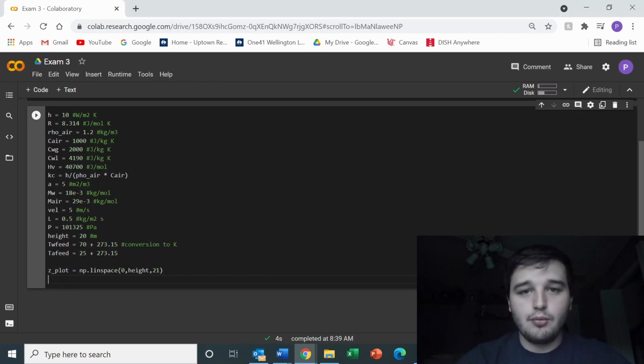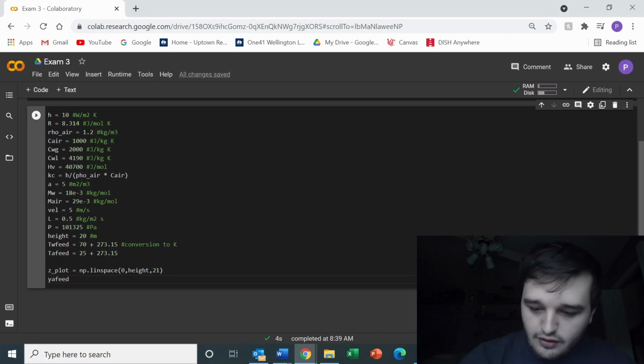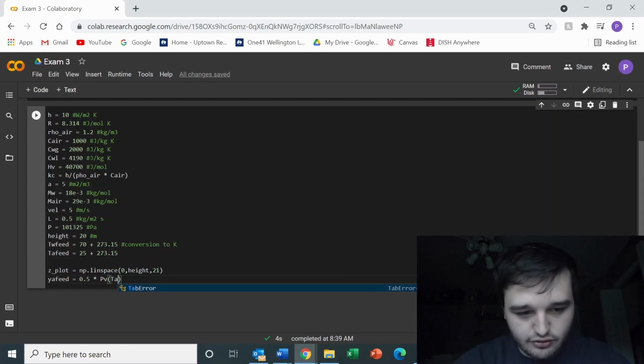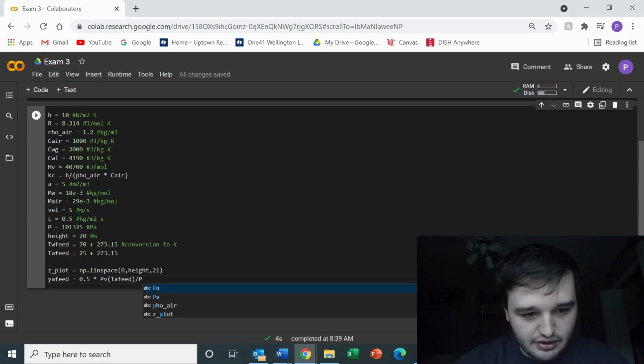We also need the mole fraction of air in the feed coming in. What helps us is that we know the humidity is 50%. So we can just take 0.5 times the pressure, and this is where the Antoine equation comes in, times the saturation pressure at the temperature of the air coming in, the TA feed, and then divide that by P, the total pressure.